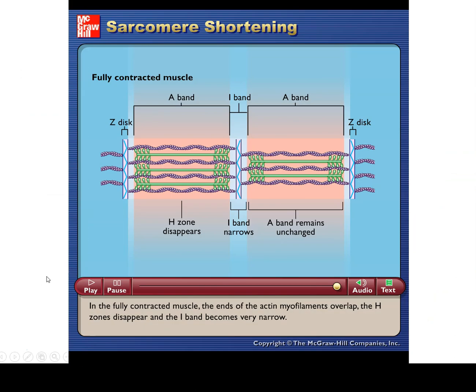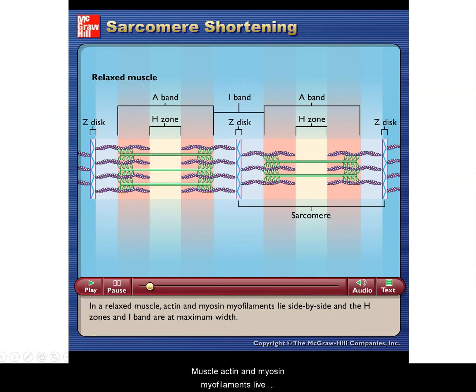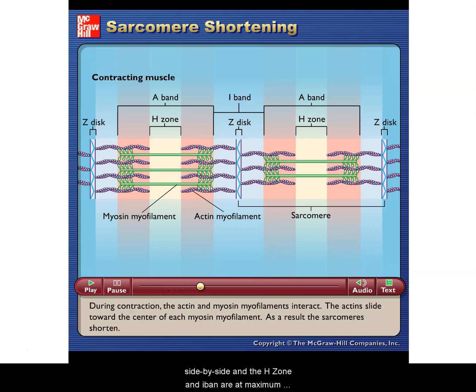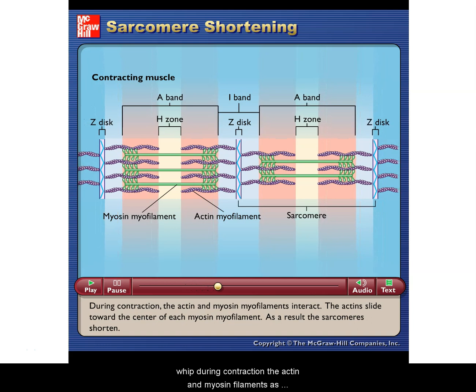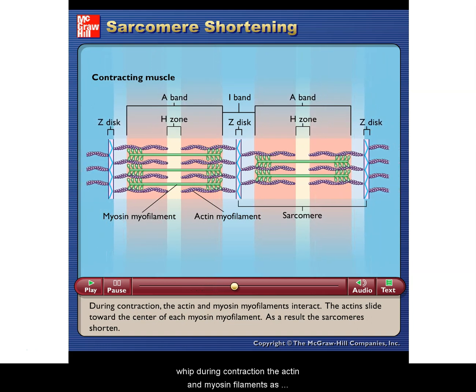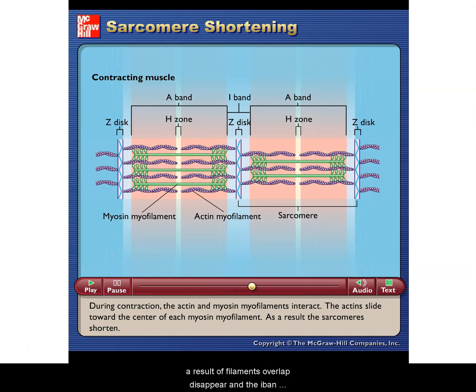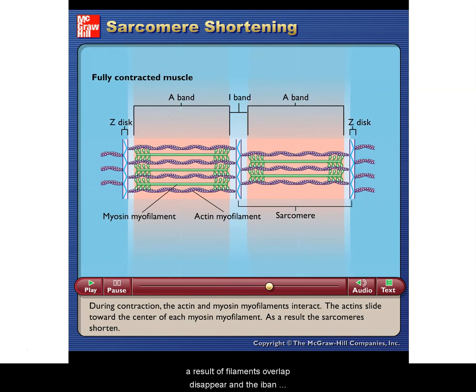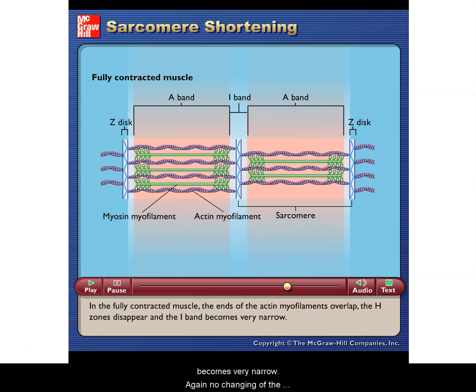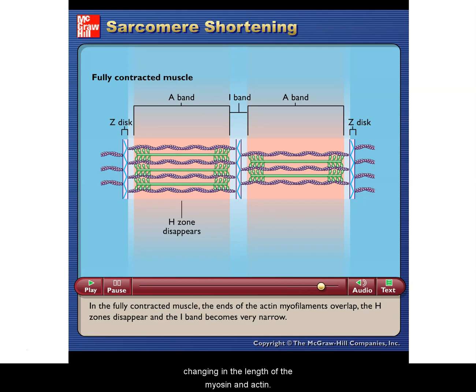In a relaxed muscle, actin and myosin myofilaments lie side by side, and the H zones and I band are at maximum width. During contraction, the actin and myosin myofilaments interact. The actins slide toward the center of each myosin myofilament. As a result, the sarcomeres shorten. In the fully contracted muscle, the ends of the actin myofilaments overlap, the H zones disappear, and the I band becomes very narrow. Again, no change in length of the myosin and actin.